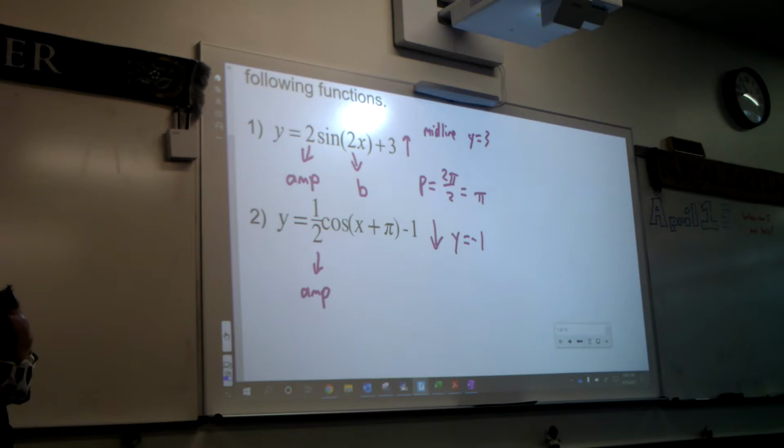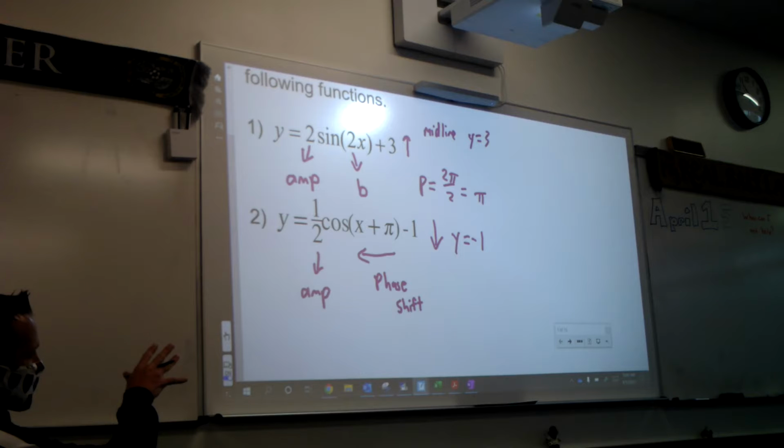And who can tell me what the plus pi is going to do? That's the B. Awesome. We call that a phase shift. And it does the opposite. So since we're adding, we go to the left. Good job, Jade. All right, so this is some of our transformations. We need to understand these transformations because we're going to be writing equations that model real-life trig situations, okay?